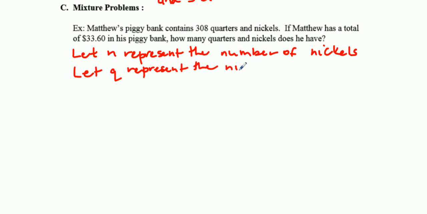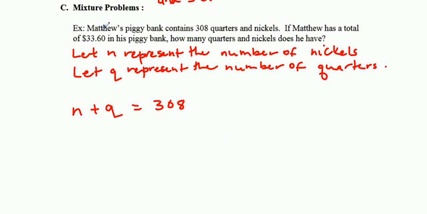the number of quarters. Okay, now we have to come up with 2 equations. Matthew's piggy bank contains how many quarters and nickels? 308. And this N and this Q represent the total number of nickels and the total number of quarters. So I know that N plus Q has to equal 308.